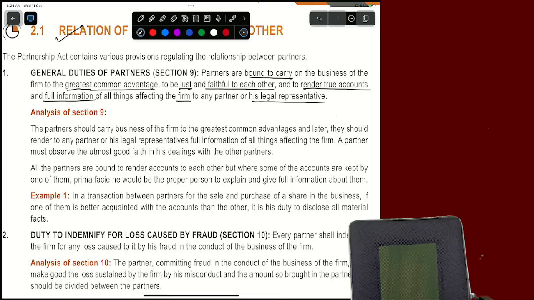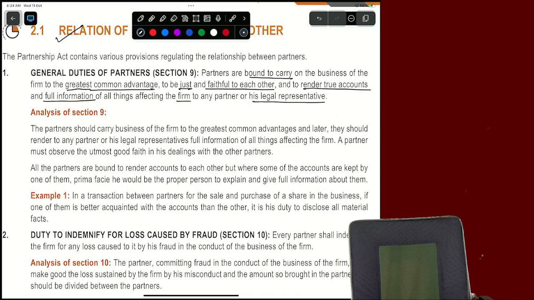That's the word used in the act: just. Read it, everyone: to be just. Just means what? Not normal, not just like that. Just is a shortcut for justified. Just and faithful. Don't cheat the partners. Clear. Next one, render.